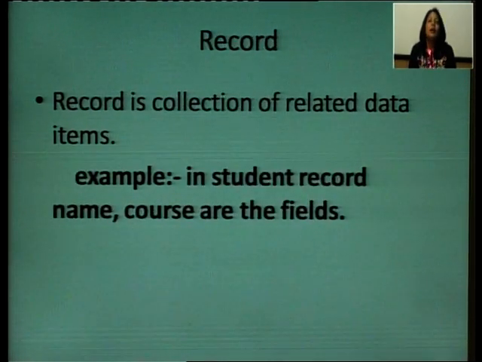So a record is a collection of related data items, and the example is in a student record, name and courses are the fields. Is it clear?